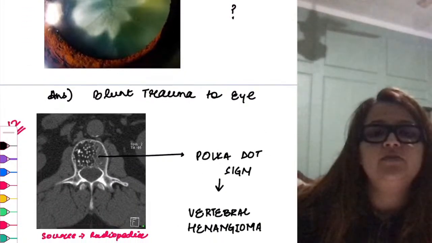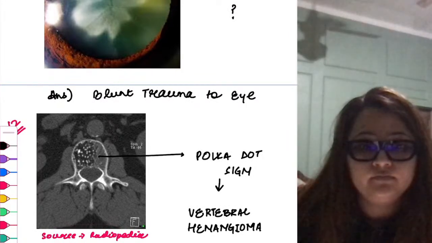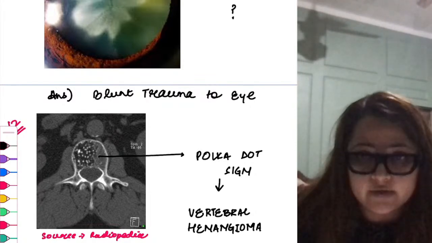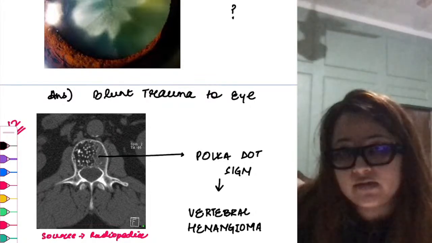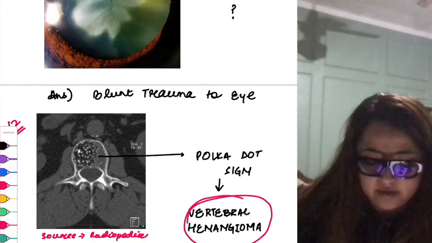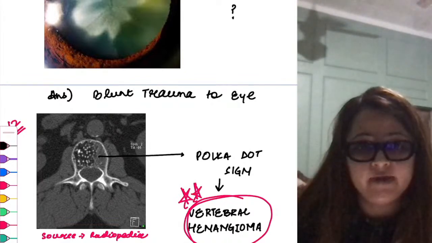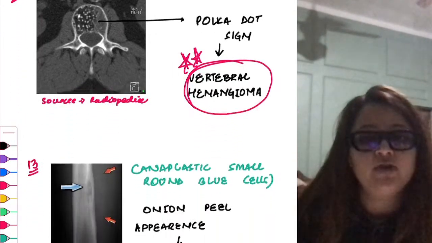Now look at the next image. If you can see this vertebra, there are dots. This is known as the polka dot sign, and polka dot sign is seen in case of vertebral hemangioma. This is also very important. Polka dot sign in vertebral hemangioma. Moving on to the next picture.